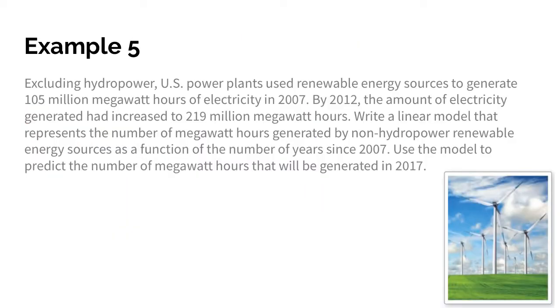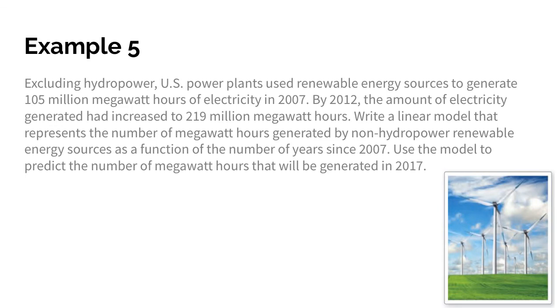All right, now let's apply this to a modeling problem. So here we have, it says, excluding hydropower, U.S. power plants that use renewable energy sources generated 105 million megawatt hours of electricity in 2007. And by 2012, the amount of electricity increased to 219 million megawatt hours.